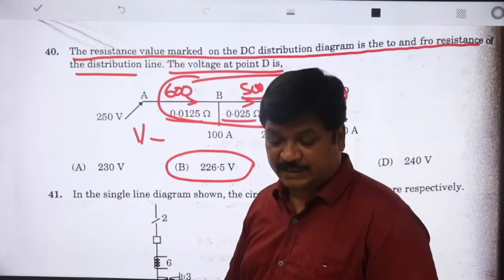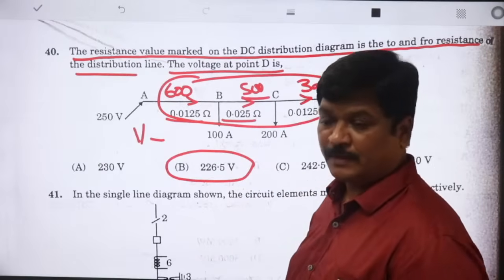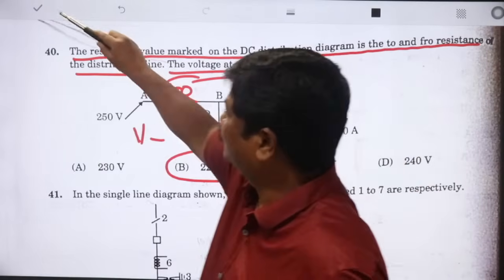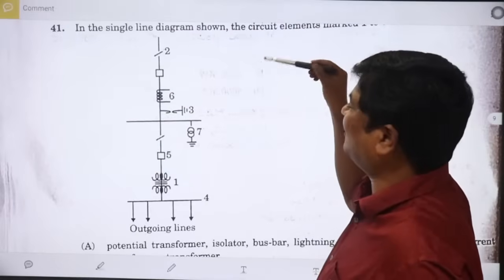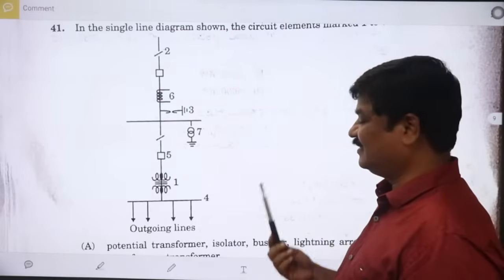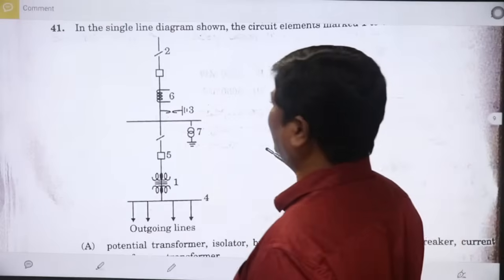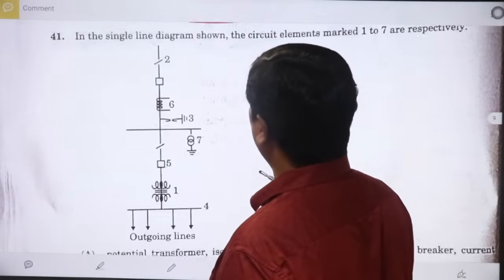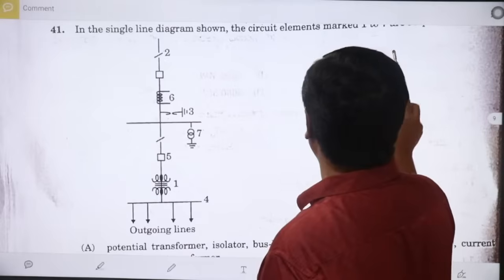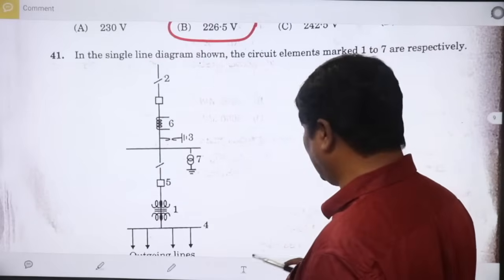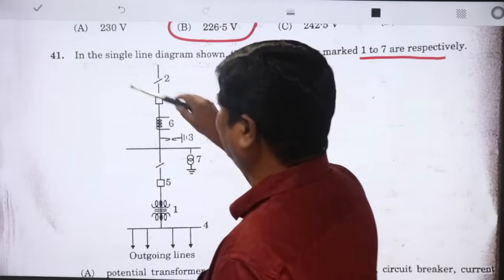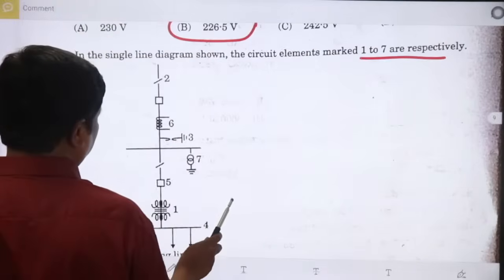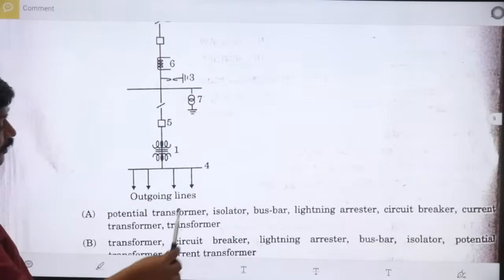Okay, my dear students. Everybody is writing. Everybody is seeing this one. See, this is the general question. This is a very general question, actually. In the line diagram, the 1 to 7 are respectively what? 1, 2 to 7, something like that, we have to identify. See, basically, what are these?